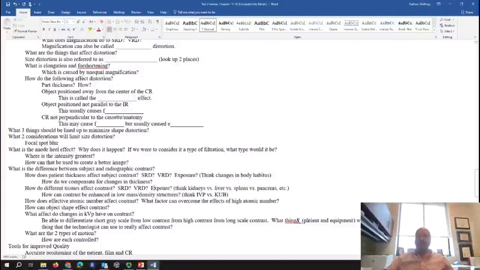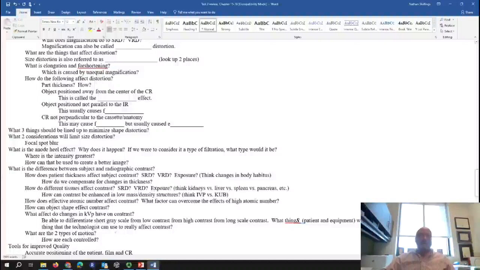So thinner patients, more contrast; thicker patients, less. You can actually see this in some cases with a very thick, very hypersthenic patient. You won't be able to visualize the kidneys very well. You'll lose a lot of contrast in that. So the main things that you can do to affect a change in contrast are collimate and use grid.